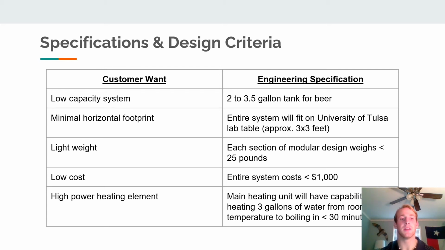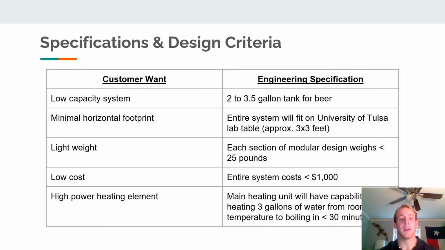They also asked that the system have a minimal horizontal footprint so that each one could fit on the top of a student's lab table. Our final design will fit within a 3 by 3 foot area. The system also needed to be lightweight so that the students can move it from storage to their lab tables readily. We decided to use a modular design where each component will weigh less than 25 pounds so students can easily move them around.